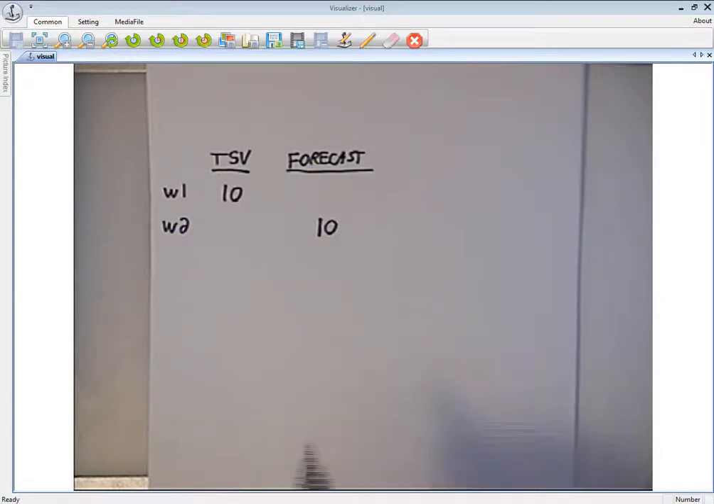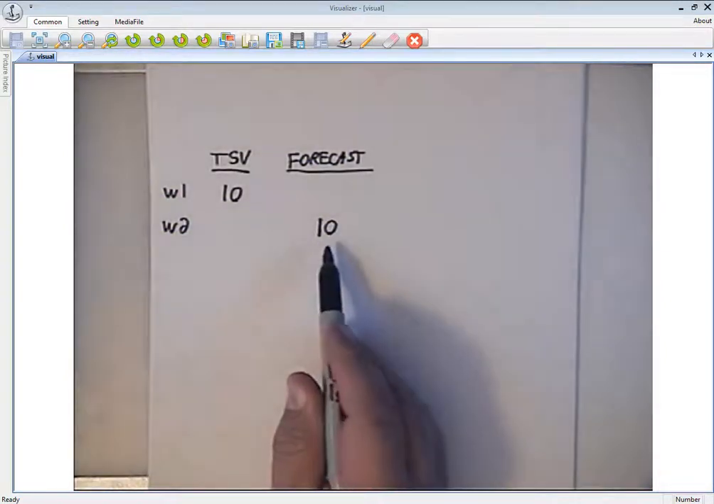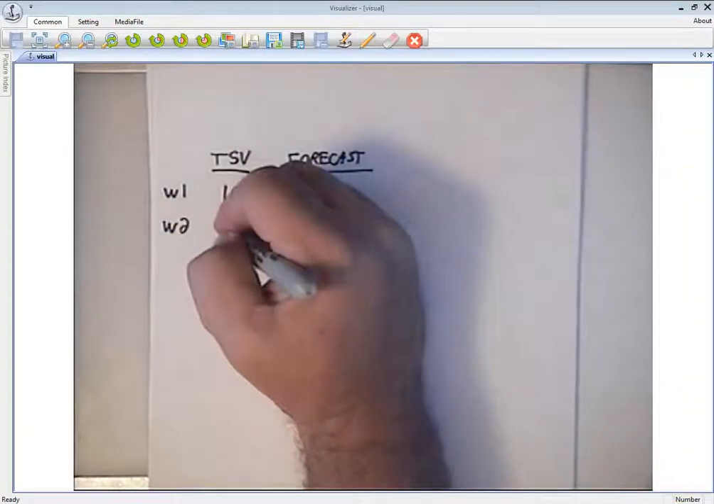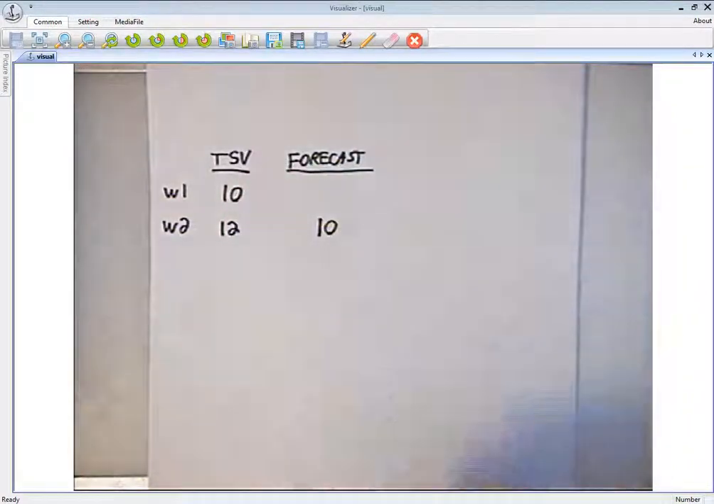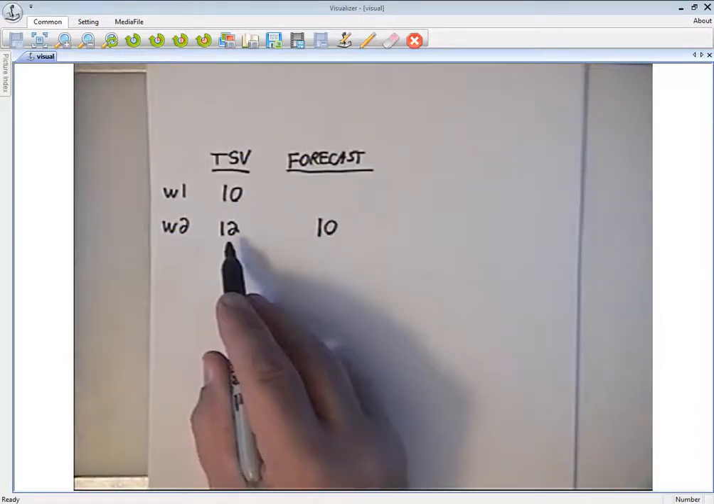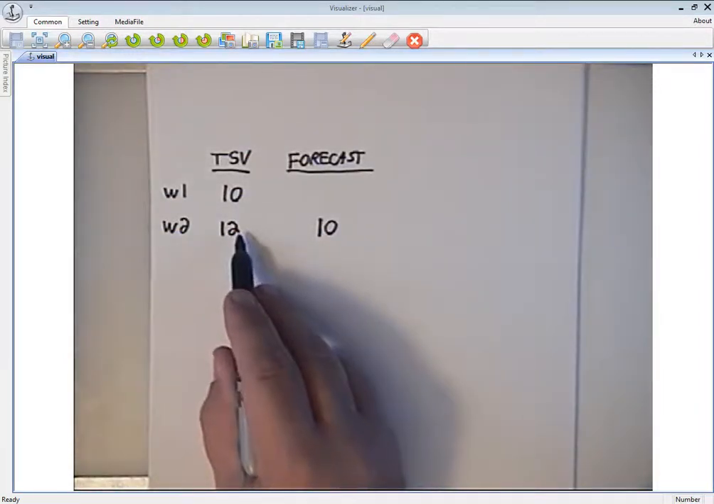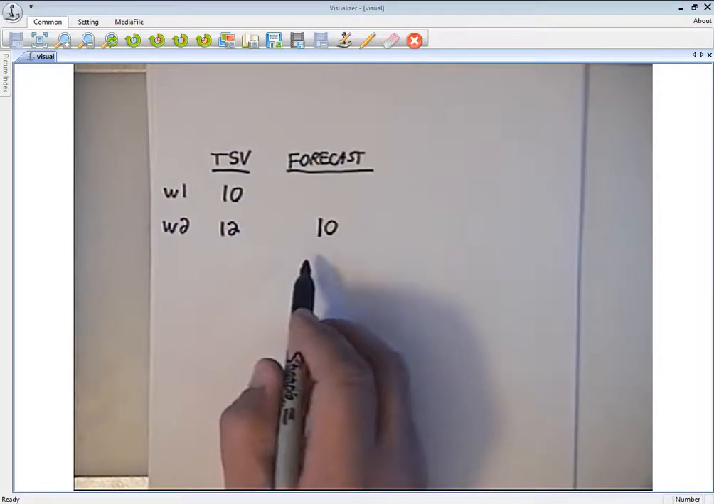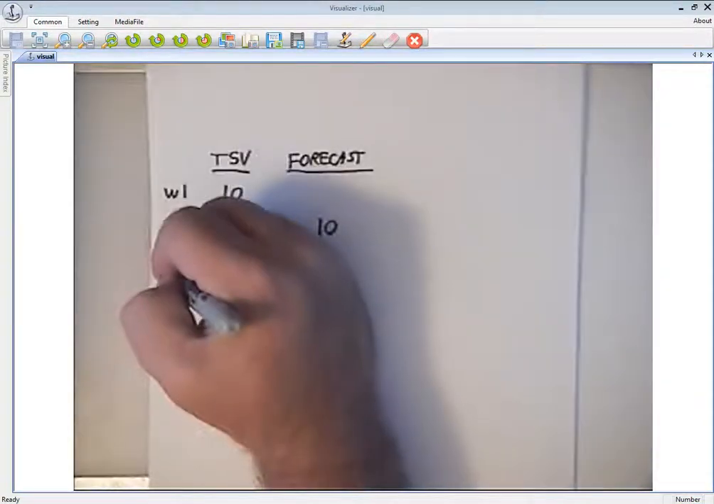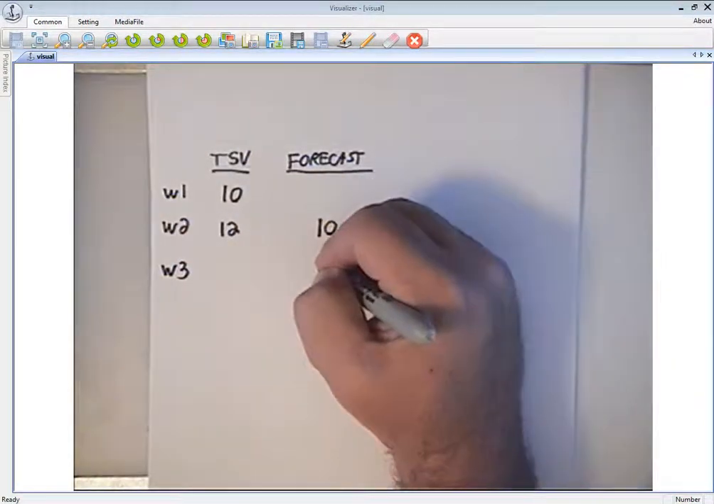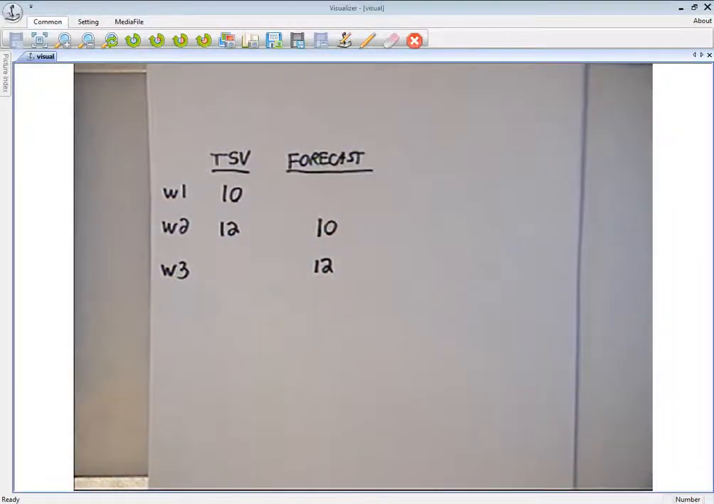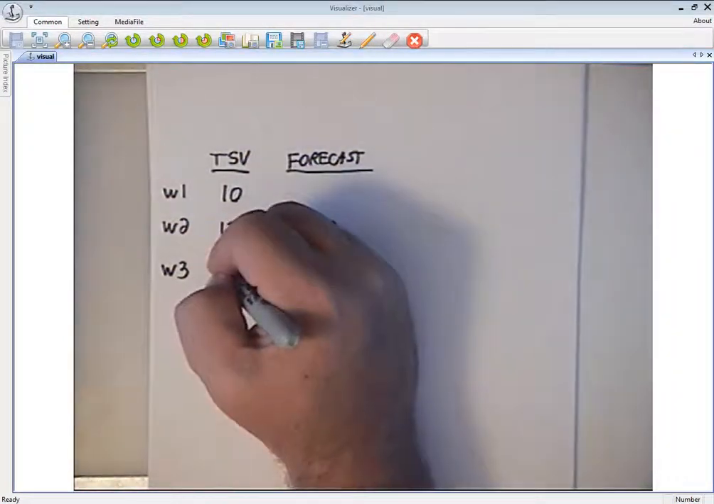Well, this is what we're predicting is going to happen, but let's say that really we had 12 units sold, whatever we're dealing with. Well, then again, this is our amount for this week, so we're going to use that as a predictor for the following week. So for week 3, I put 12 down here. And maybe it really wasn't 12, maybe it was 17.